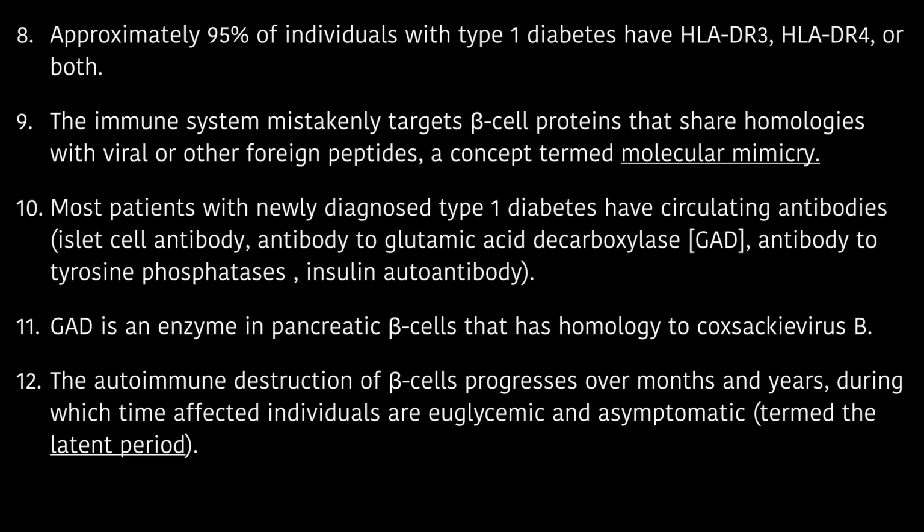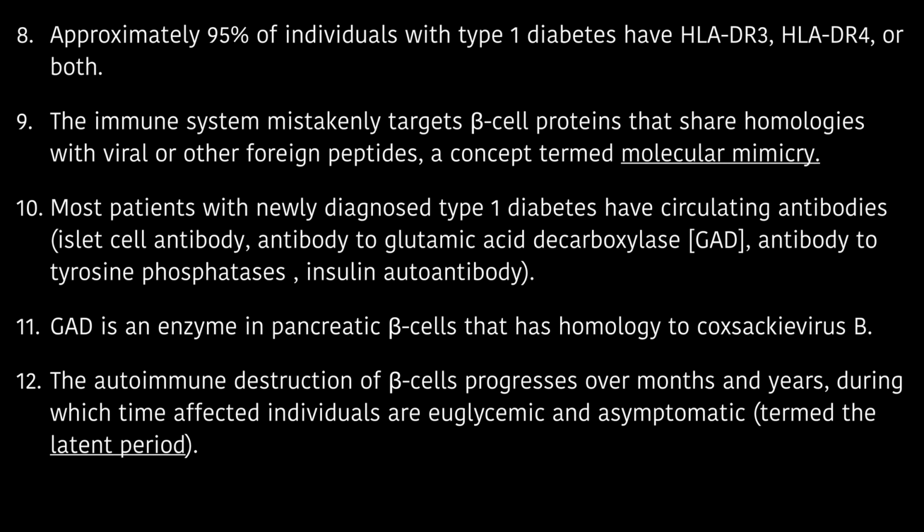a concept termed molecular mimicry. Most patients with newly diagnosed Type 1 diabetes have circulating antibodies, such as islet cell antibody, antibody to glutamic acid decarboxylase, antibody to tyrosine phosphatases, insulin autoantibody. Glutamic acid decarboxylase is an enzyme in pancreatic beta cells that has homology to coxsackievirus B.